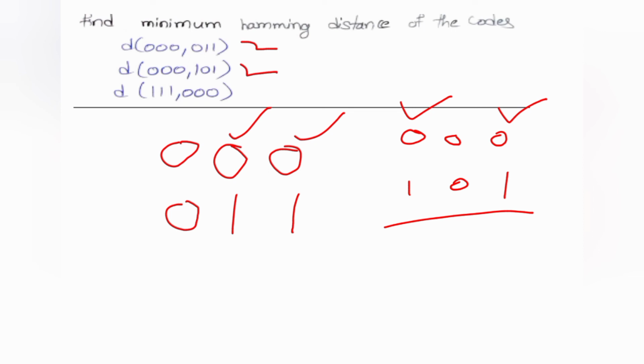Next one, 111 and 000. These two code words are completely different, right? So what is the difference here? The Hamming distance is 3. Now in the given code word pairs, what is the minimum Hamming distance? That is 2, right? The minimum Hamming distance between the set of pairs is 2. In this manner, we will find the Hamming distance and minimum Hamming distance in order to correct the errors in the given message.